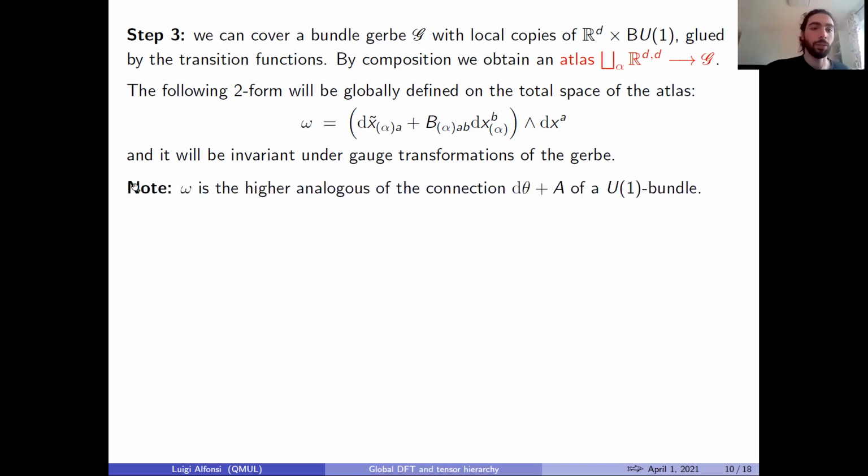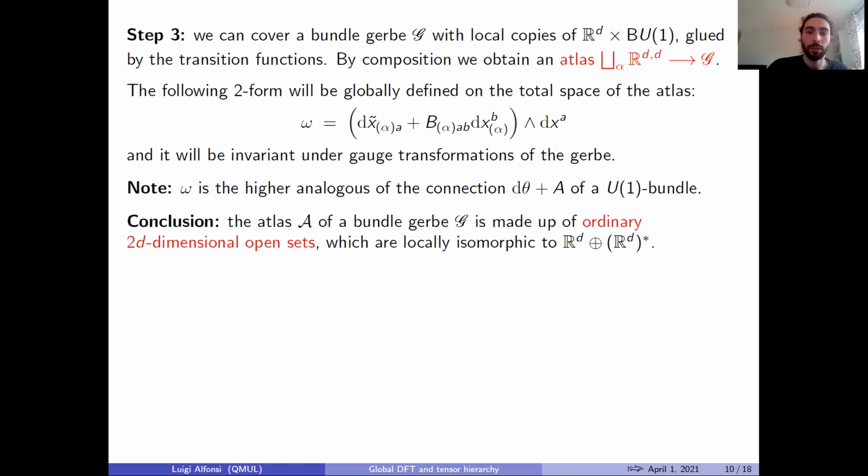So this omega here can be thought of as a higher analogue of the connection, for example, the theta plus A of a circle bundle. Now, the conclusion is that we started from a bundle gerbe that codes the Kalb-Ramond field, and we asked, is it possible to define an atlas for it? And the answer, by defining the atlas like this, seems to be yes. And these local charts are isomorphic to this vector space here, which is exactly what we would expect from double field theory, locally at least. Also, we obtain this 2-form here, which is usually called the fundamental 2-form in double field theory, and which is usually an important ingredient of the formulation.